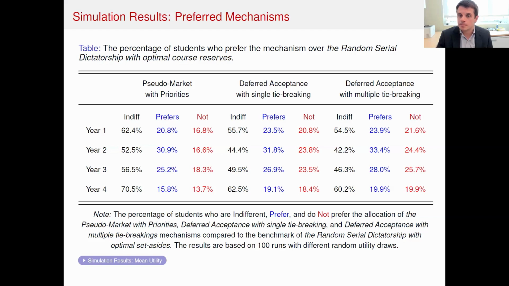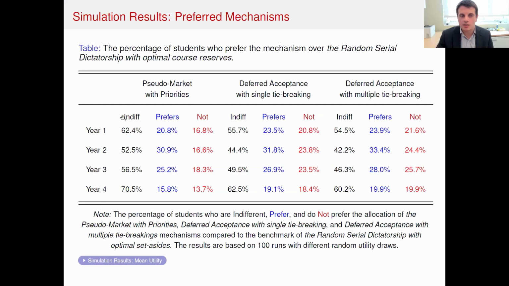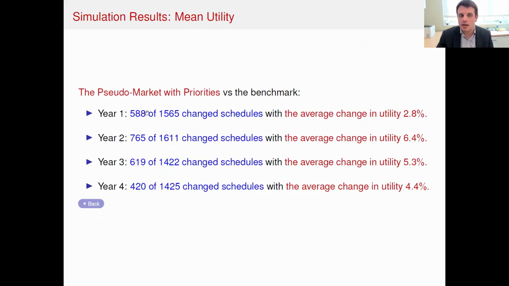Do you also have some measure of the intensity of preferences in one or the other direction? Yes, let me put it. Thank you for your question. So we also have intensity. For year 1, say 588 among 1,500 students change their schedules, and the average increase in utility is only around 3%. But for year 4, you can see it's between 2.8 and 6.4%. Does it answer your question?